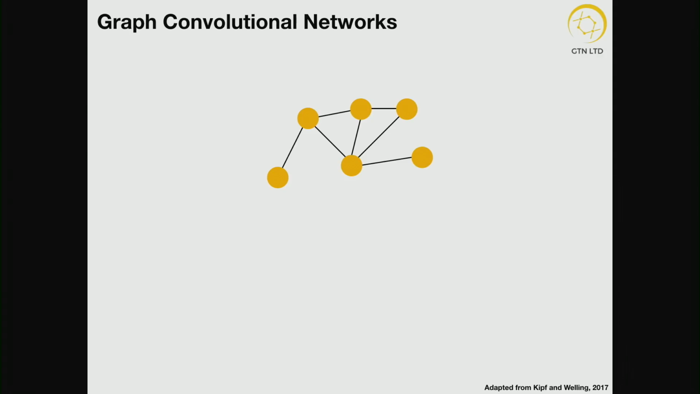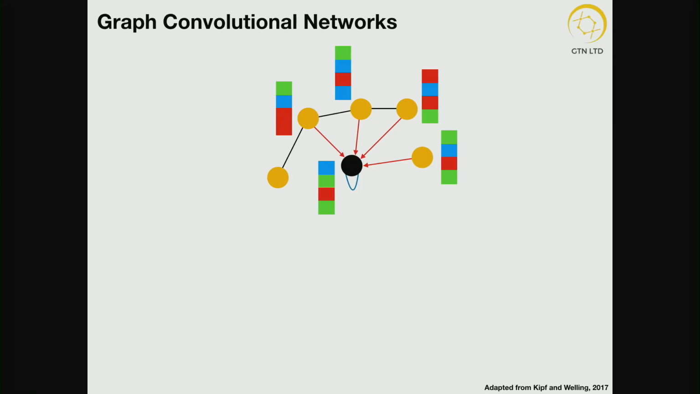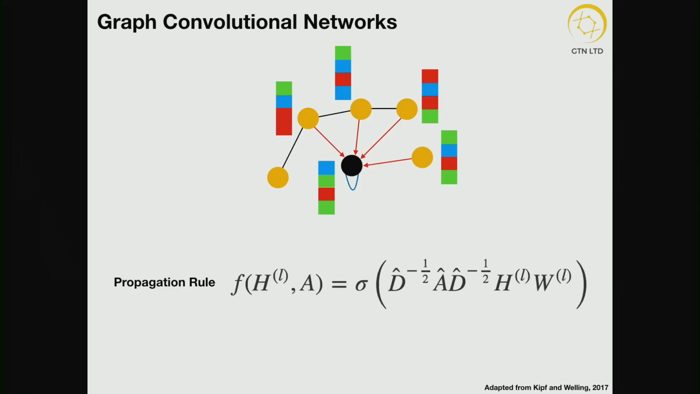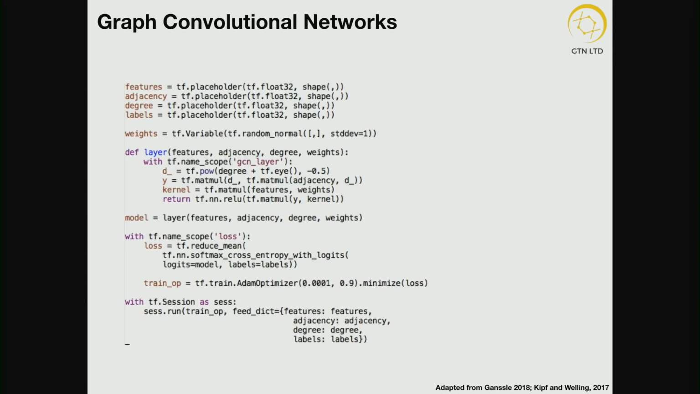Just to give a somewhat cartoon example of how this works. If you take a very simple graph like this, and you want to apply this rule to this node in black, each one of these nodes has a feature vector associated with it. What you're doing is summing up or combining all of the feature vectors from the adjacent nodes, and also from the node itself. So that's just an illustration of how it works.